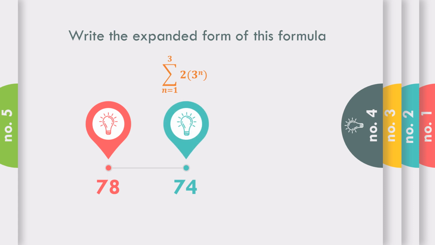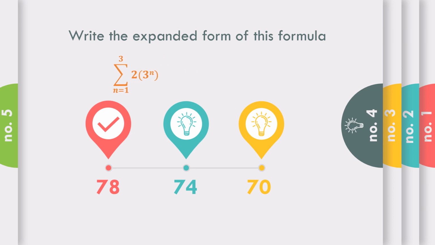Question number 4. Summation of 2 times 3 to the n, n is equal to 1 up to 3. What do you think is the answer? It is 78, 74, or 70. Correct. The answer is equal to 78.